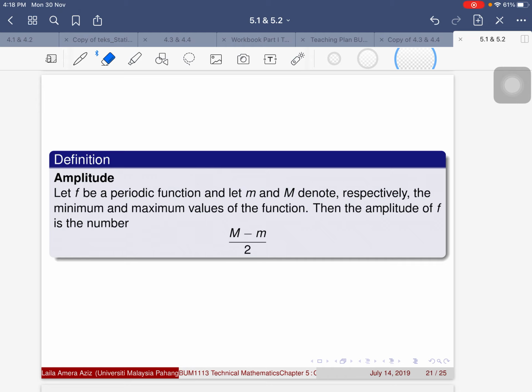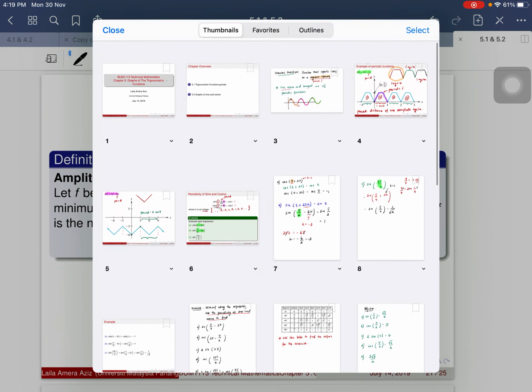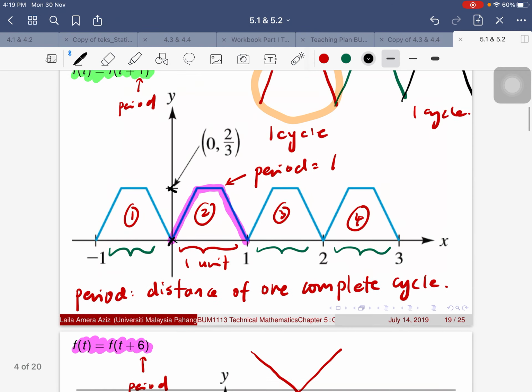So here, let f be a periodic function, and let small m and capital M be the minimum and maximum values of the function. The big M is the maximum, and the small m is the minimum value, so M minus m, divided by 2. That is going to be your amplitude value.